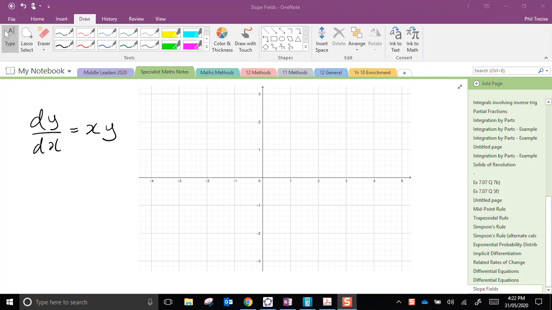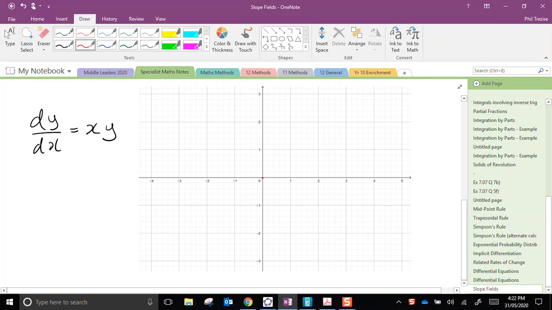Hi everyone, welcome back, and this next lesson is still about slope fields, and this time we're going to look at a slightly more complicated example where our differential equation says dy/dx equals x times y. Now, rather than drawing out a table of these things, it's probably easier just to go directly to the grid. So let's imagine we're looking at the origin here.